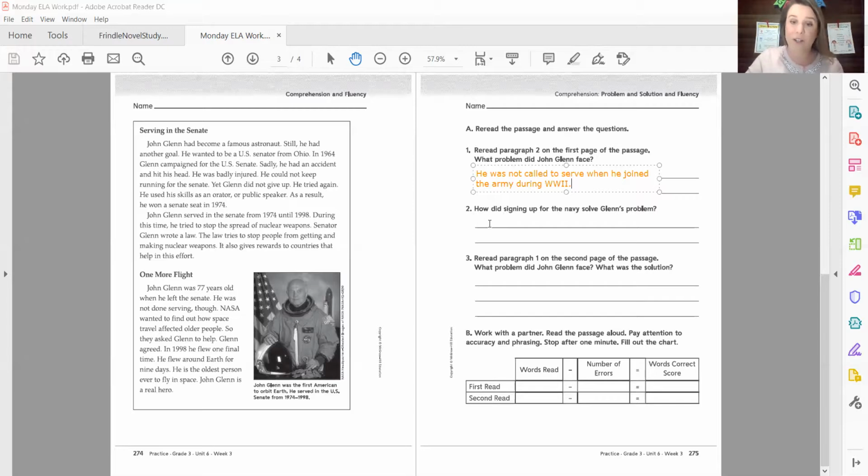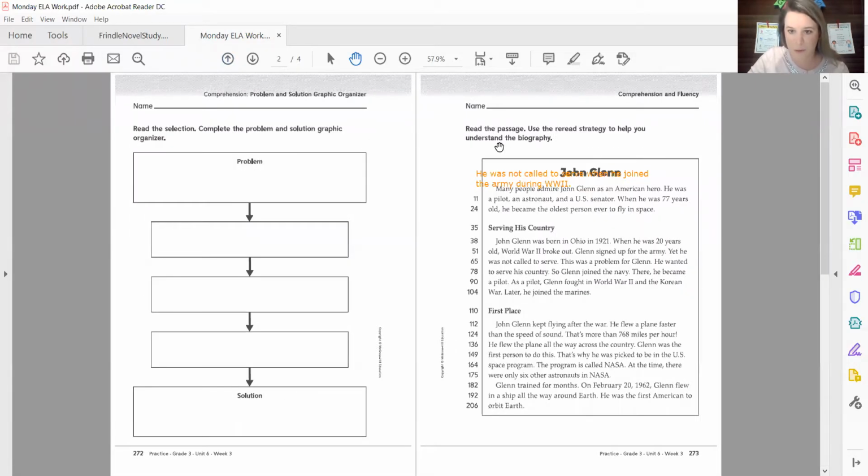And question number 2 says, how did signing up for the Navy solve Glenn's problem? Well, let's go back and look. So clear that off. So we had the problem right here. This was the problem. So let's read the rest of it, figure out how he solved it. Because you always have the problem, then you have the solution. So we had the problem at the beginning of this paragraph. Now let's get to the end and find that solution.